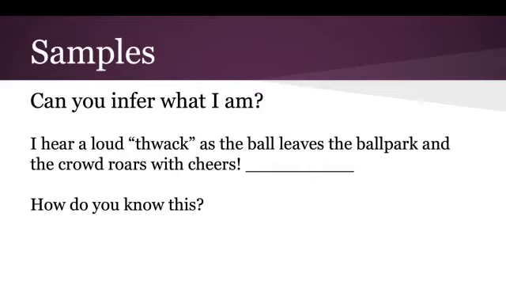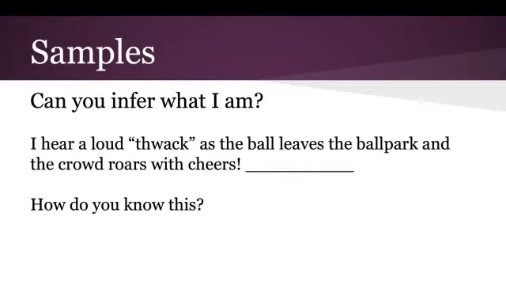Let's see how you're doing with inferences. Let's see if you can draw your conclusions from the clues that we have. Can you infer what I am? I hear a loud thwack as the ball leaves the ballpark, and the crowd roars with cheers.